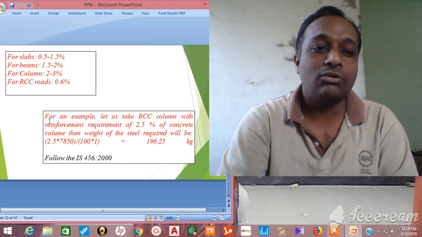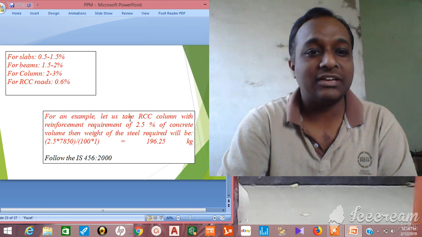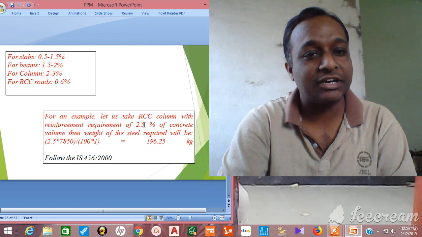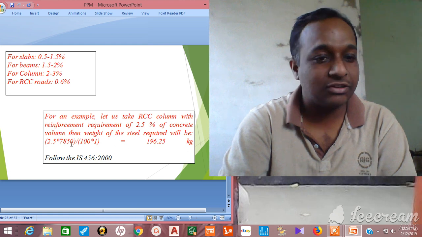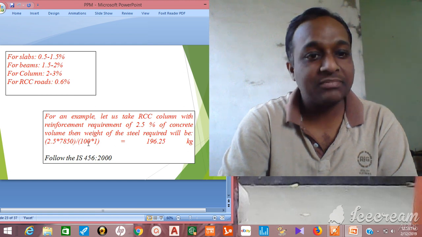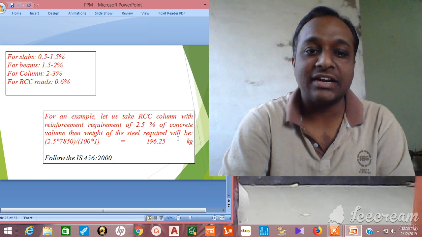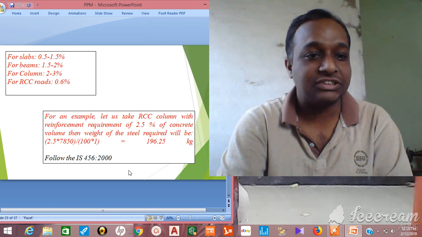For example, let us take an RCC column with reinforcement required of 2.5% of concrete volume. Then the weight of the steel required will be 2.5 into 7850, which is the density of steel, divided by 100 into 1, equal to 196.25 kg. That much steel is required for this column.